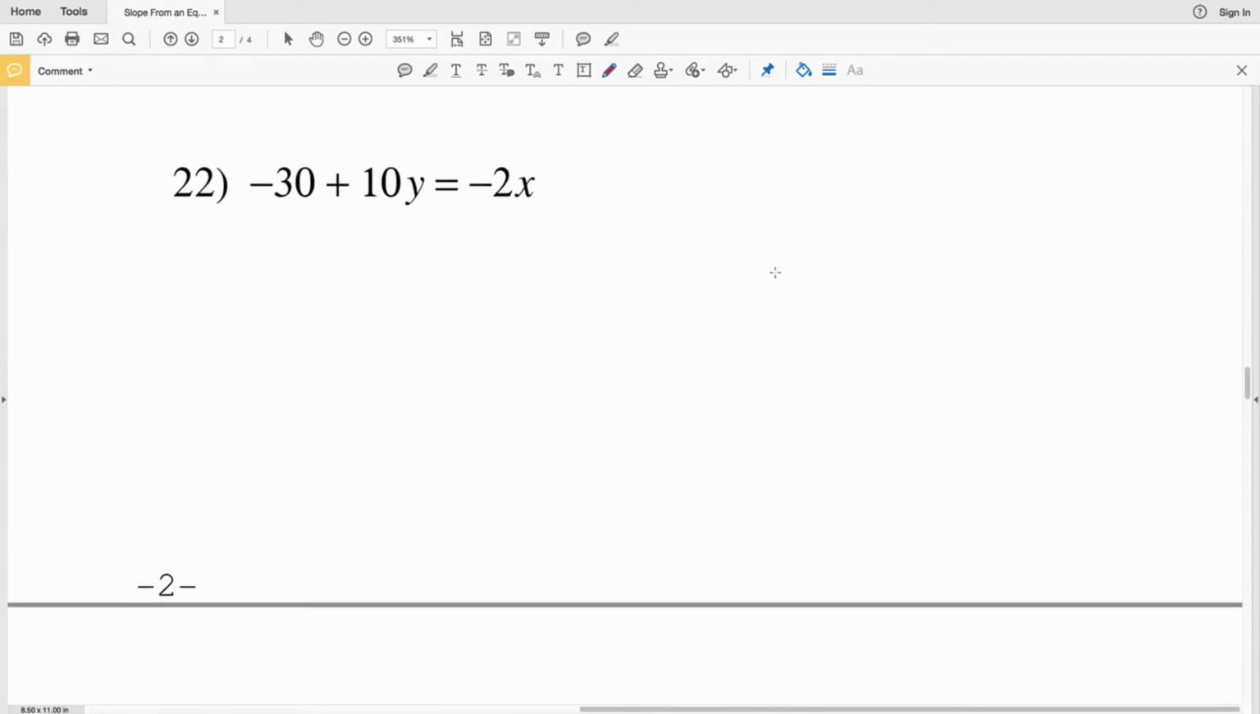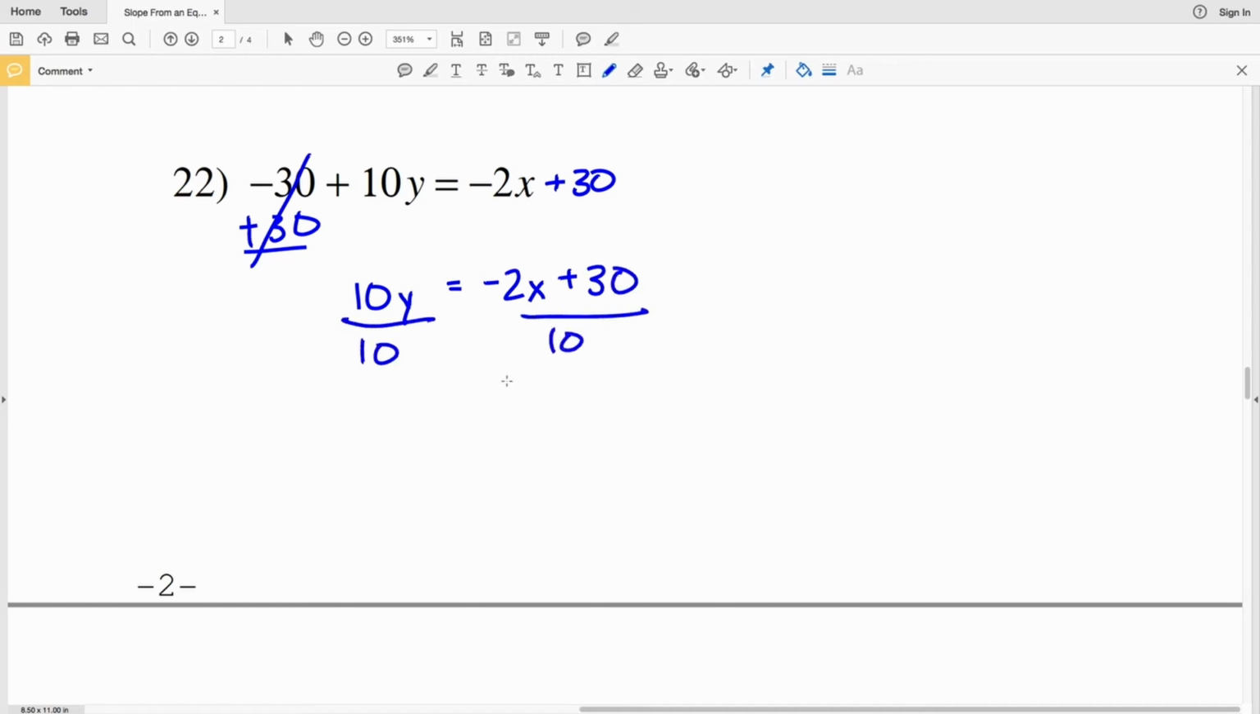And lastly, number 22. Negative 30 plus 10y equals negative 2x. We're going to add 30 to both sides. So we'll have 10y equals negative 2x plus 30. Then divide by 10 on both sides. So we get that y equals negative 2/10 x plus 30 over 10. Or you could say plus 3, since 30 divided by 10 is 3.